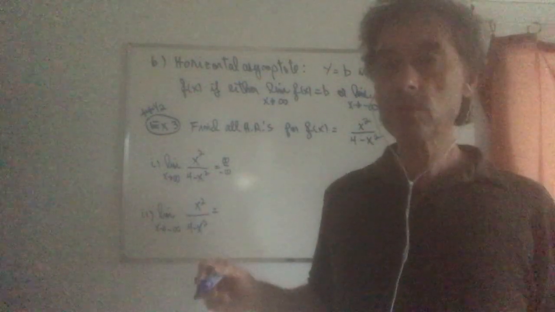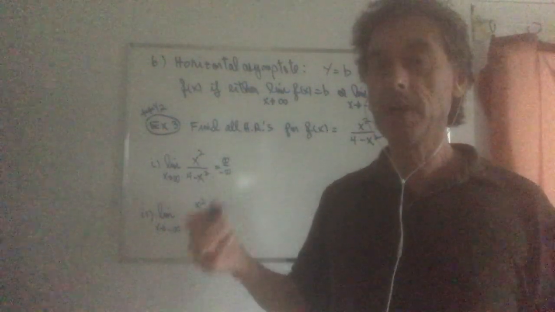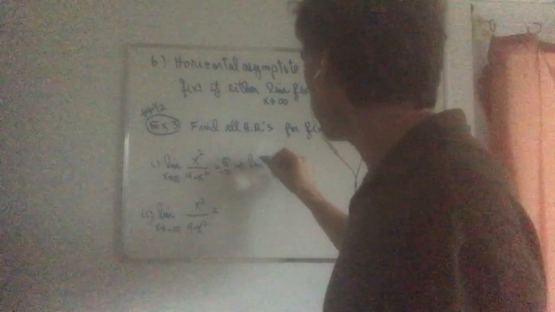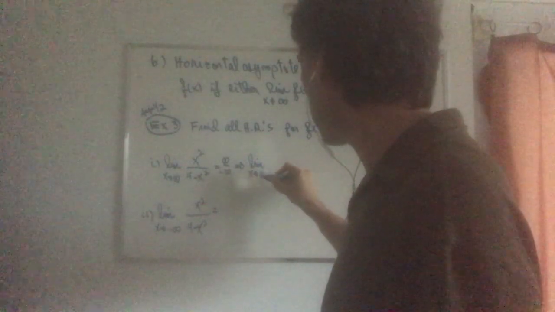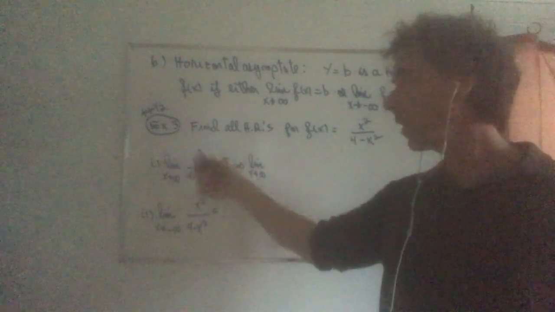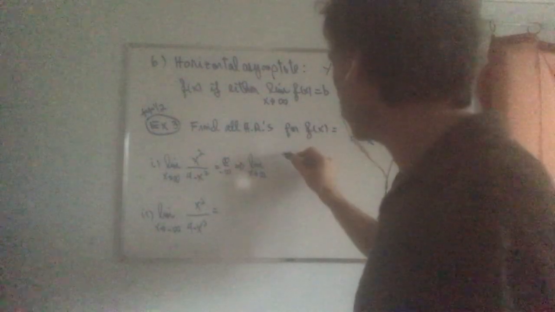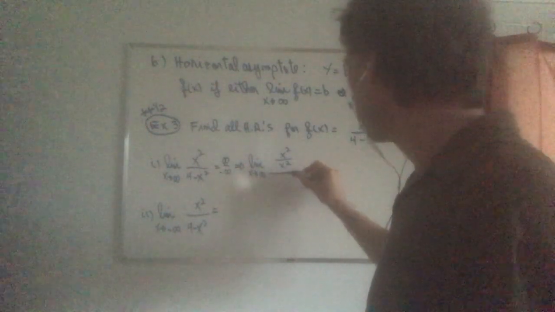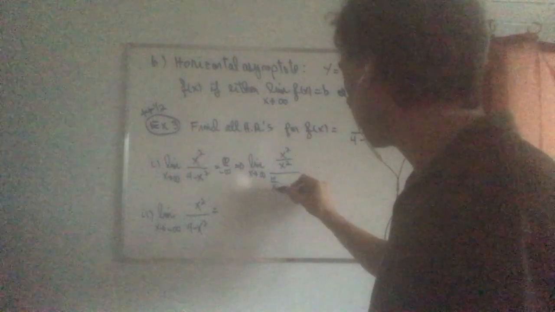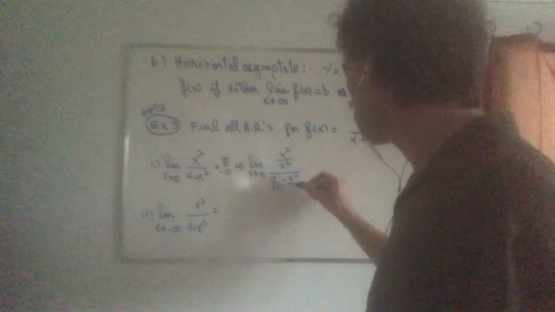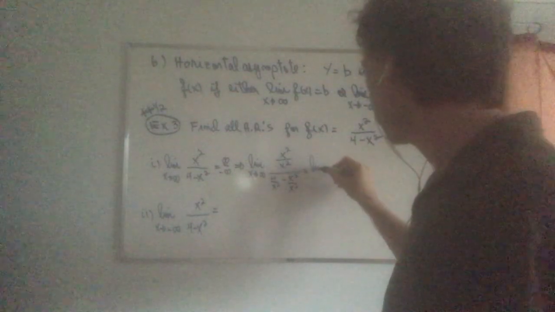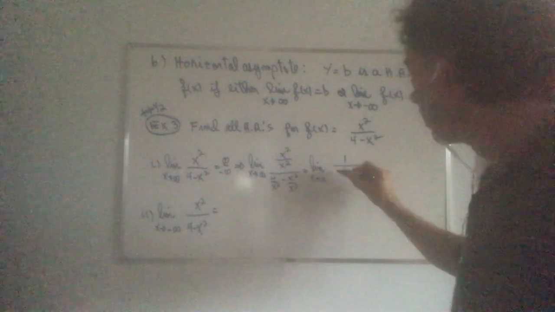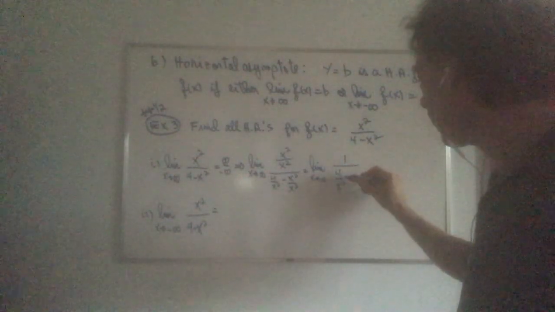But then we don't have like 4 different tools for this. We have one tool: we divide top and bottom by x to the highest power. What is the highest power of x in x squared and 4 minus x squared? It's obviously x squared. So let me cut to the chase. So x squared over x squared here, and here 4 over x squared and also x squared over x squared. So we are going to get 1 over (4 over x squared minus 1).